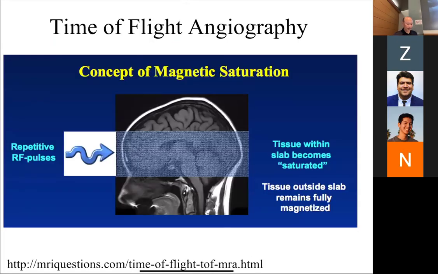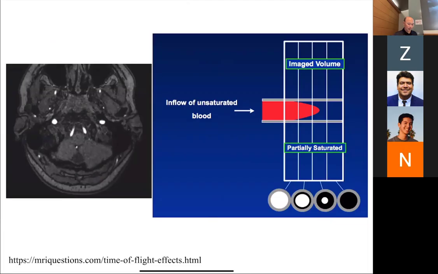So that's the idea that we do repetitive RF pulses in the region, and the stuff that's flowing in experiences much less, so it should be brighter. Okay. And that's also shown here, where it's brighter for the things that are flowing in and dark for the ones that are fully saturated. And you can see here, there's an obvious example where these bright spots are the inflow effects. Okay.